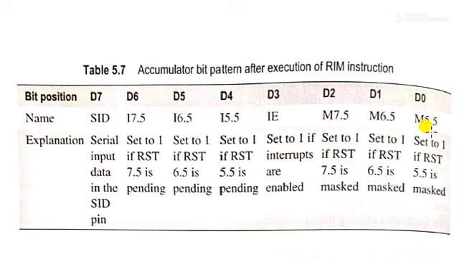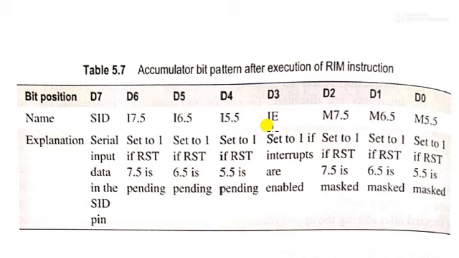If here it is 0, that means it is unmasked. Here if it is 1, RST 7.5 is masked. Similarly, here if it is 1, RST 6.5 is masked. If it is 0, then it will be unmasked. Similarly for RST 5.5, if it is 1, it is masked. If it is 0, then it is unmasked. This is the interrupt enable pin.